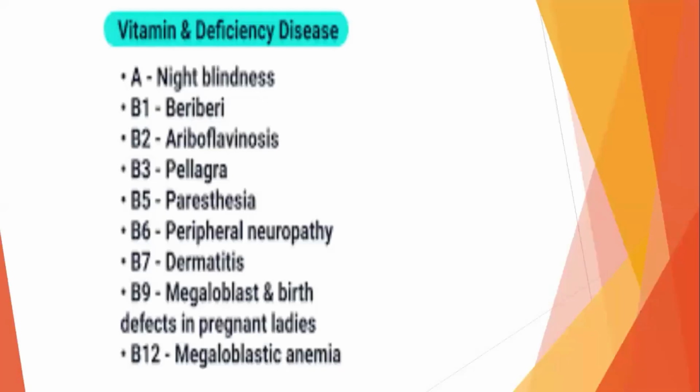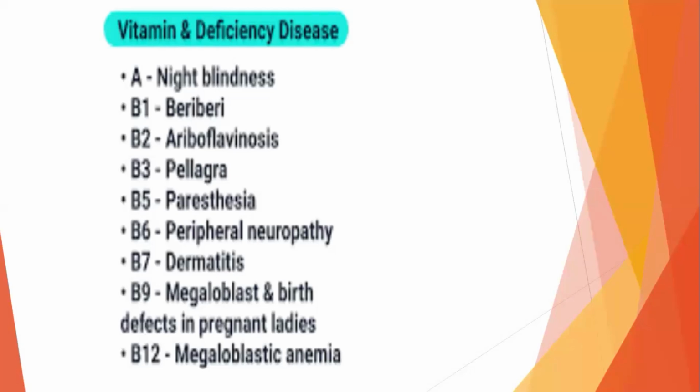So these are the diseases listed which arise due to deficiency of these vitamins. First of all, vitamin A deficiency causes night blindness. Vitamin B1 thiamine deficiency produces beriberi. Riboflavin B2 deficiency produces ariboflavinosis, in which the skin is affected. Skin cracks and itching, and dermatitis is there around the mouth, on lips, and on genitalia.